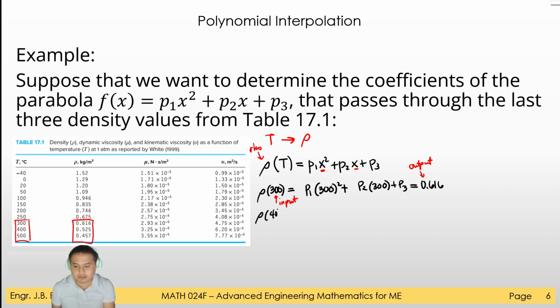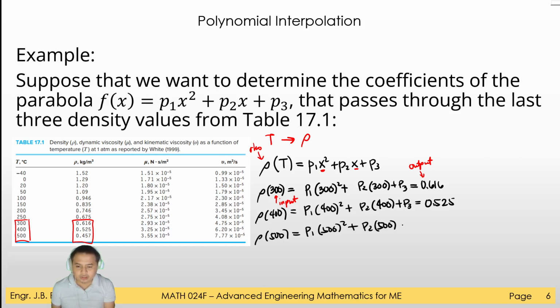Rho of 400 is equal to P1 times 400 squared plus P2 times 400 plus P3, which equals 0.525. And then we have rho of 500, which equals P1 times 500 squared plus P2 times 500, and so on. So I hope we get the point here.